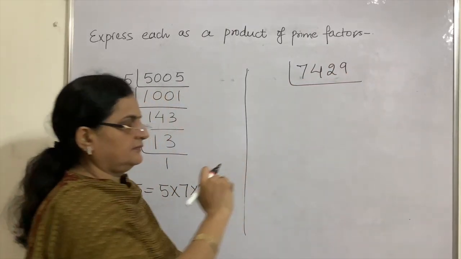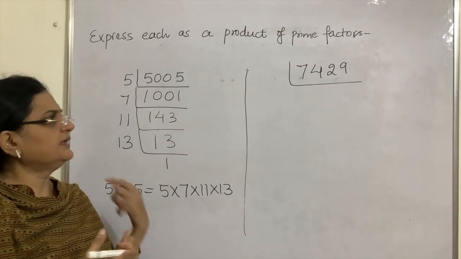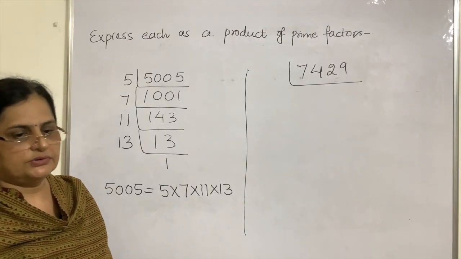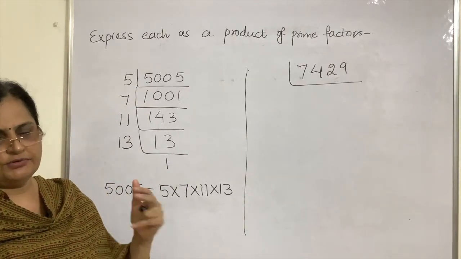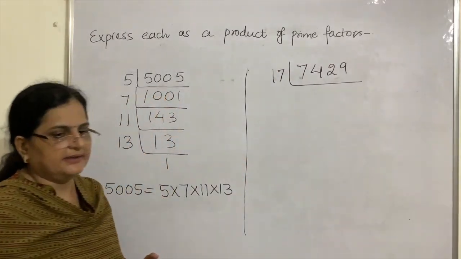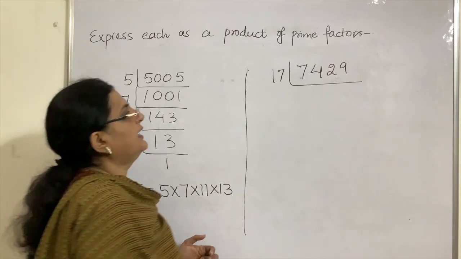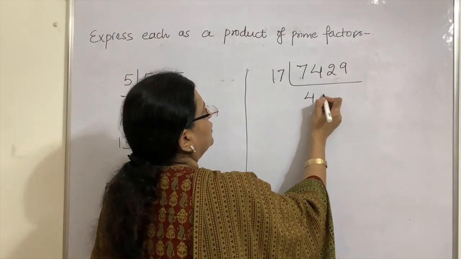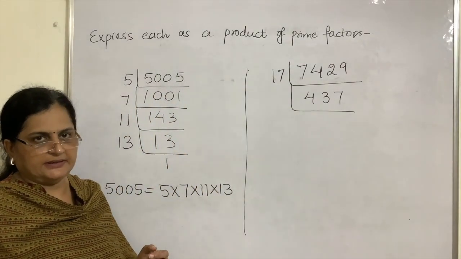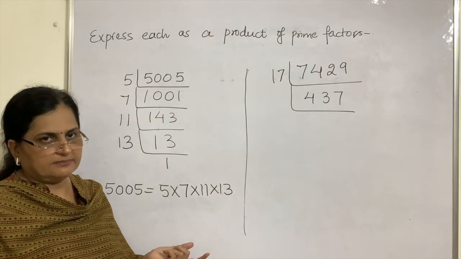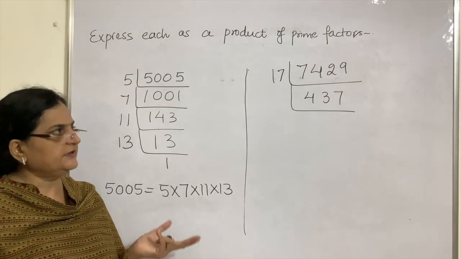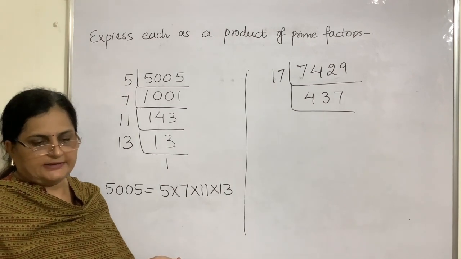7429. Just by looking at it, you can make out that it is not divisible by 2. It is not divisible by 3 as well. So you keep on trying and you will see that this is divisible by 17 and you get 437 on dividing it by 17. You can do it by the long division method, or if you remember the table of 17, if you can find the multiples of 17, that is also easy. Otherwise, by dividing you will get the answer.